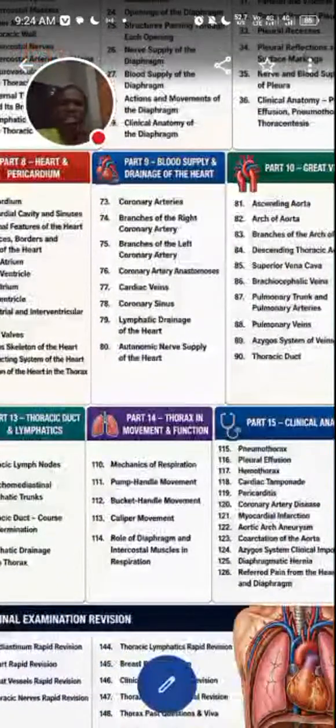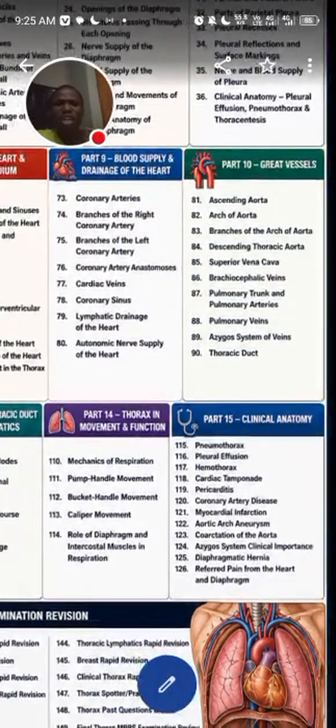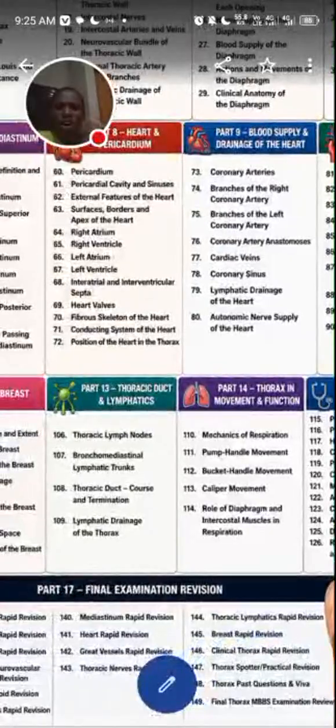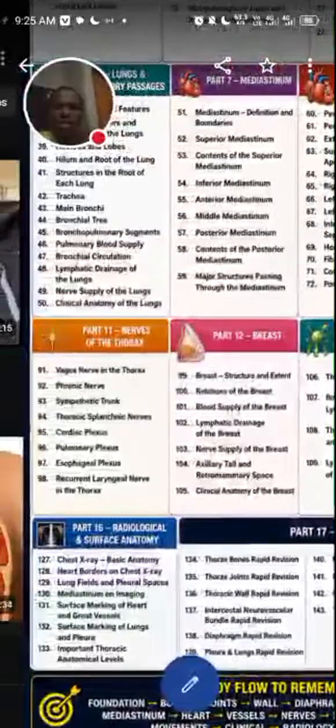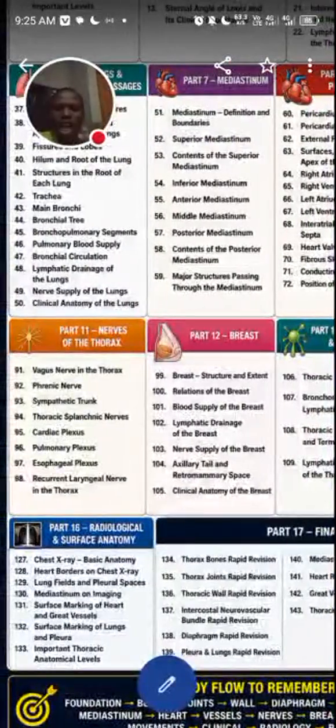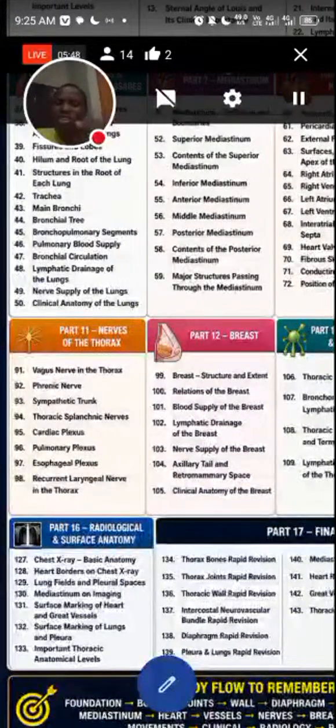looking at the thorax and the movements and actions of those muscles and joints, and looking at the clinical anatomy. From all said and done, the final thing worth looking at is going to be the radiological appearances and the surface anatomy.